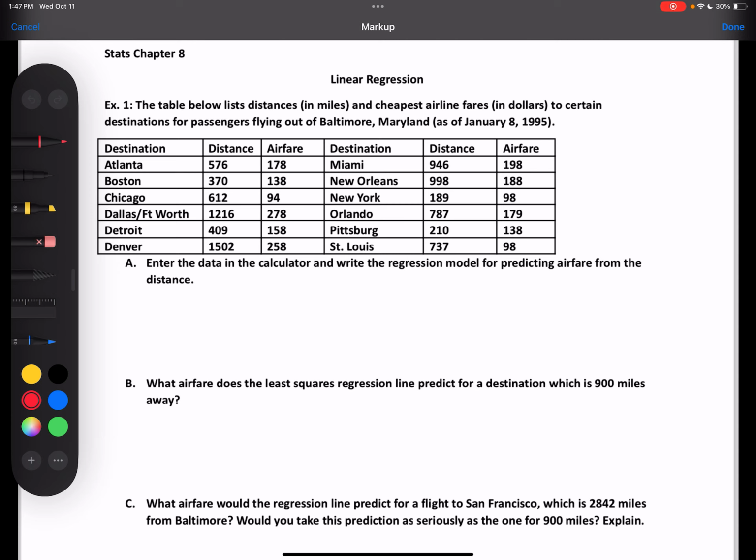So we have the destination, which isn't exactly relevant for what we're doing, but then we have distance and airfare. Distance is going to be the explanatory variable, and airfare is going to be the response variable. So distance is going to be my L1, airfare is going to be my L2. All those need to go into your list.